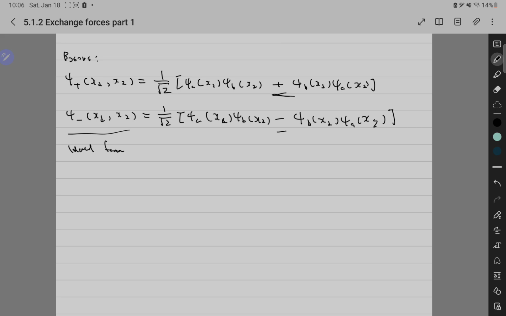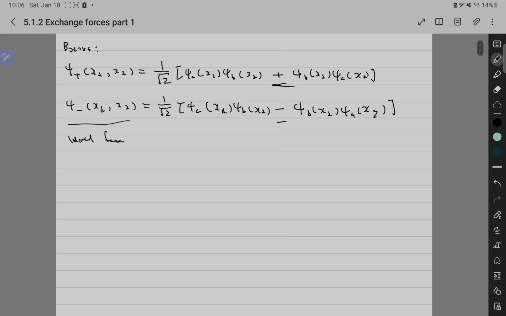So the next part would be we want to calculate the expectation value of the square of the separation distance between two particles. So we have particle x1 and x2, so the separation between them is going to be x1 minus x2. So we want to calculate the square of that, and then the expectation value of that.